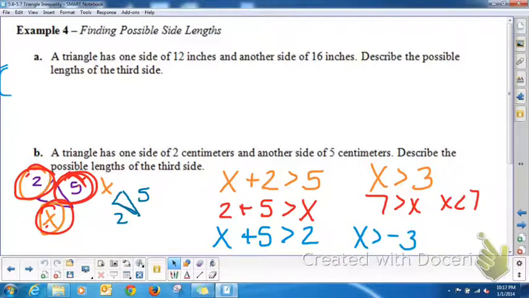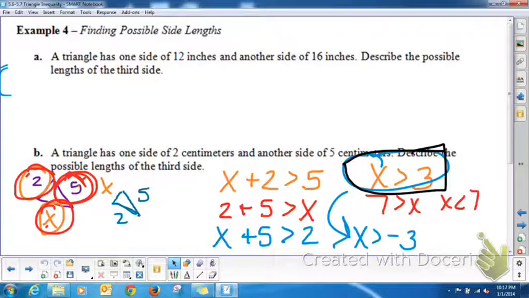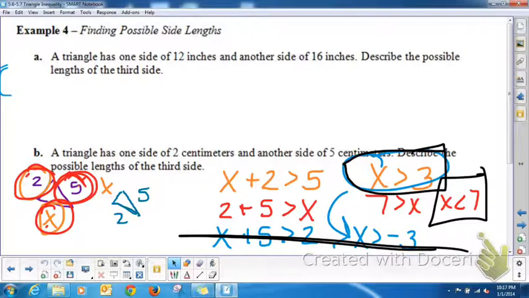Is that a valid one? If x is greater than 3, isn't it greater than negative 3? And can you really have a negative triangle? So really, the 2 important ones are this one and this one. We didn't really need this third one. So x is between these 2 numbers. x can be between 3 and 7.